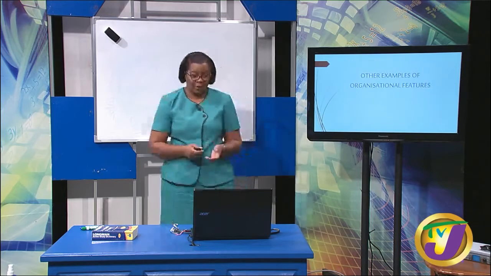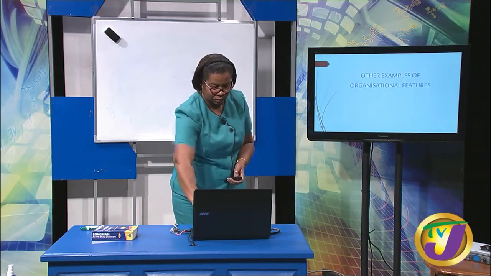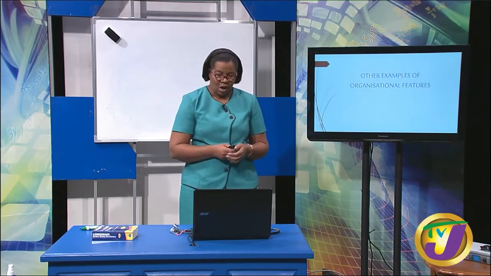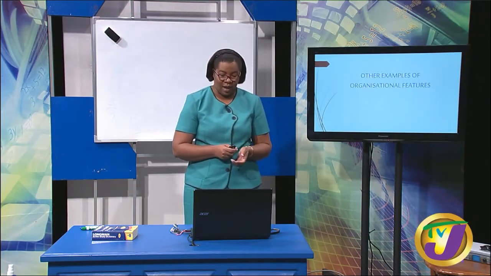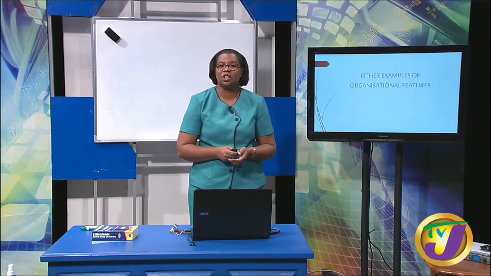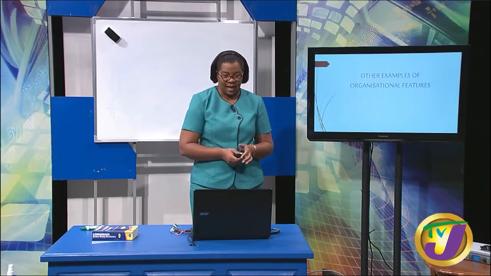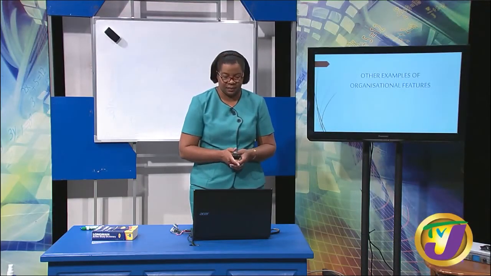Another feature is caption, right? And captions explain the graphic feature it is nearest to. We also have pronunciation guide, and this shows the reader how to pronounce a word that is new or that may be unfamiliar to the reader. We also have bullets. Bullets summarize or list important information in a text. We also have sidebars. Sidebars provide additional details, additional facts, or information related to the text.